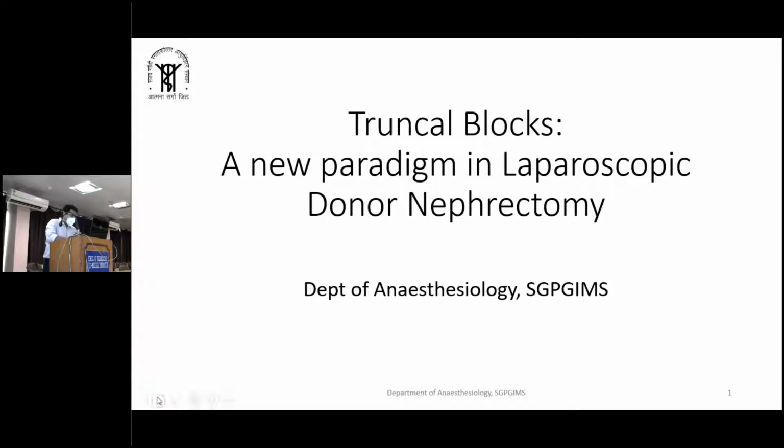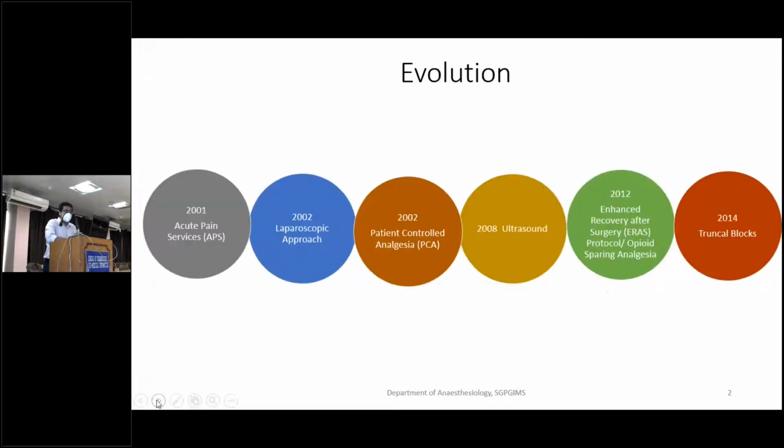Renal transplant program started in our institute in 1989. By 2001, our department introduced acute pain services. In acute pain services, we used to manage the postoperative pain of the patient even after he has left the post-op ICU and reached the ward, till the point he was discharged. Acute pain services gave us a profound understanding of the analgesic requirements of the patients and the problems our surgical colleagues face while managing them.